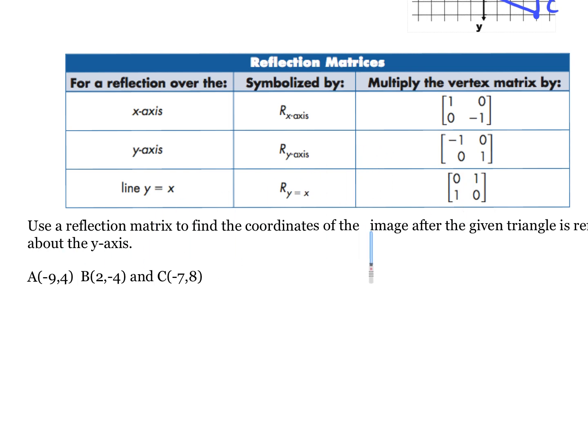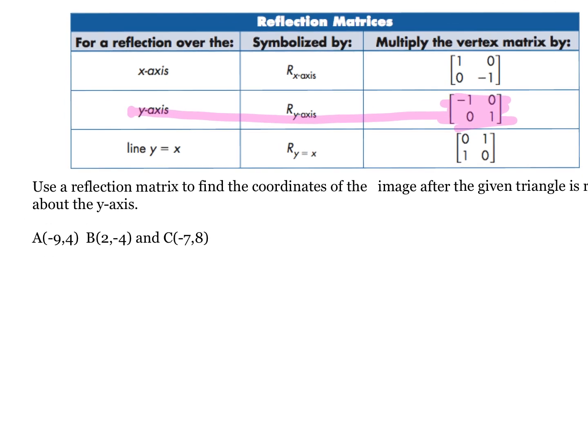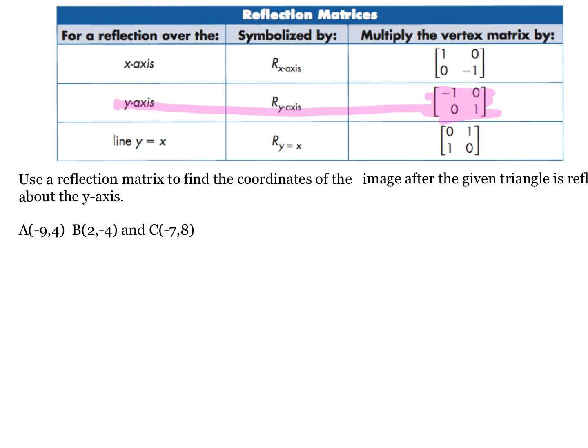So it says use a reflection matrix to reflect these 3 points over the y-axis. So at that point, you'd be like this. I'm going to go to the y-axis. There's the matrix that I have to use. So let's take that matrix, which is -1, 0, 0, 1.